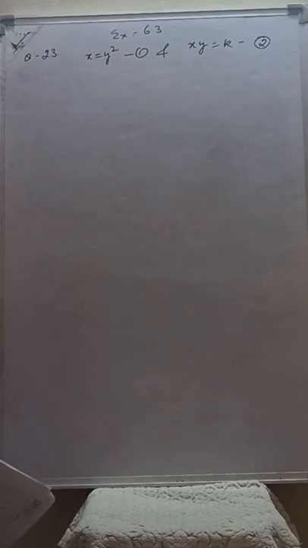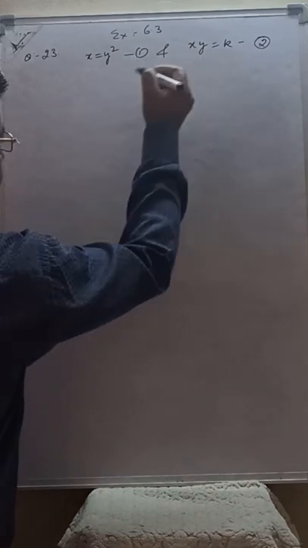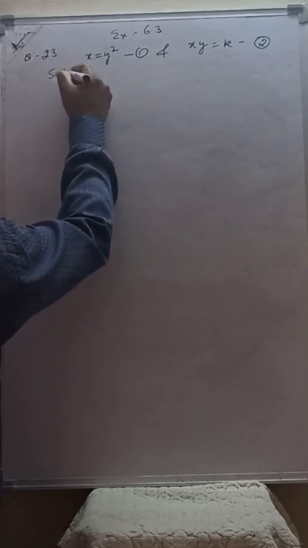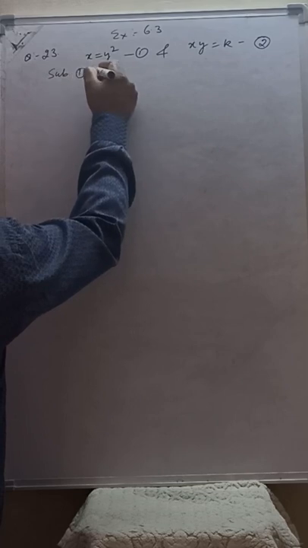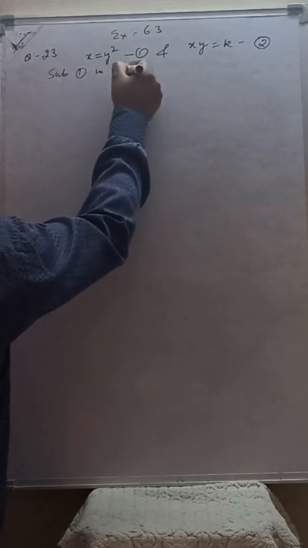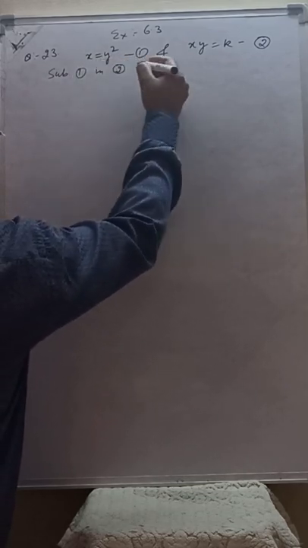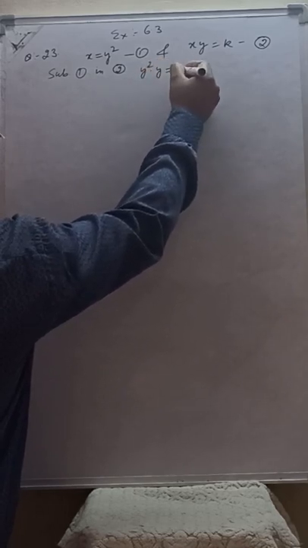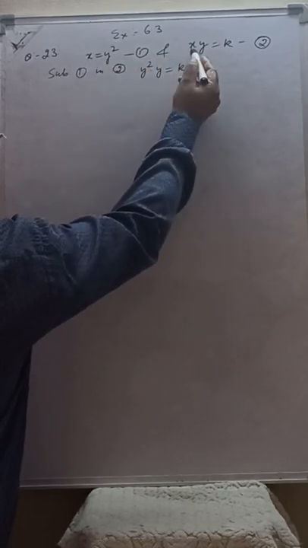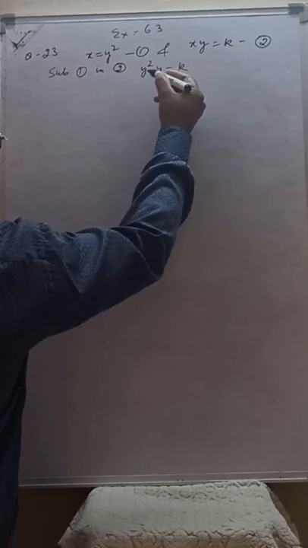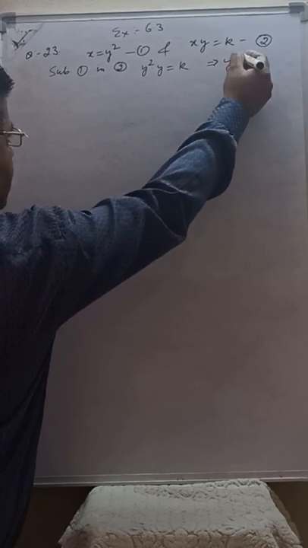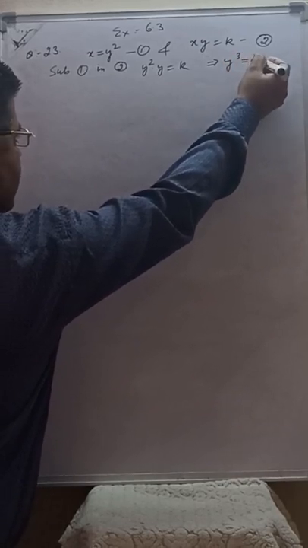So what we will do? First of all, we will find the point of intersection of number 1 and number 2. Let us substitute 1 in 2. If you substitute 1 in 2, we will get y² into y is equal to k. x is y², put it here. So y² into y is equal to k, which implies y³ = k.